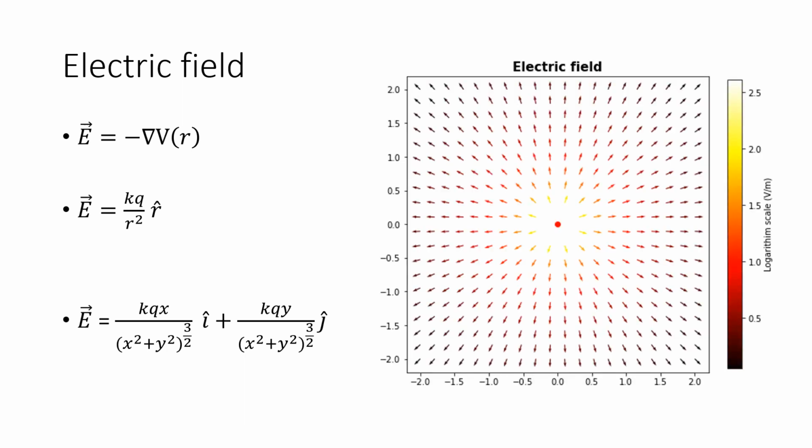The figure on the right is a vector plot of the resulting electric field. The electric field is stronger near the charge and it decreases as you move away from the charge. The electric field equation shows that the field changes more steeply than the potential because the electric field varies inversely with the square of the radial distance from the charge.